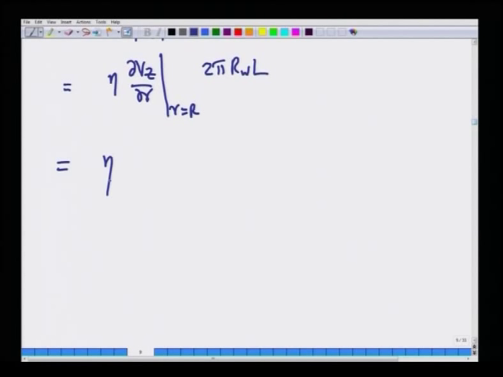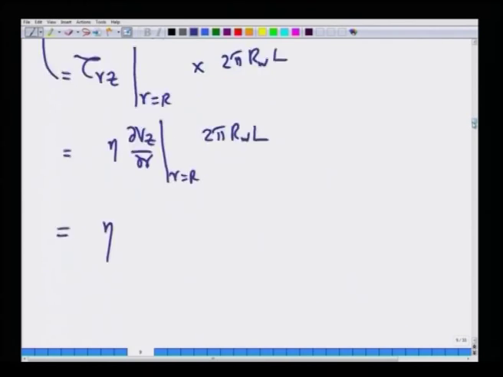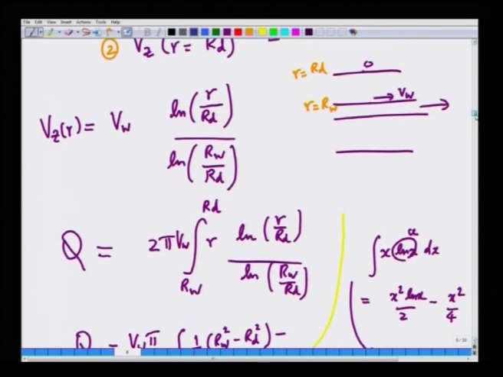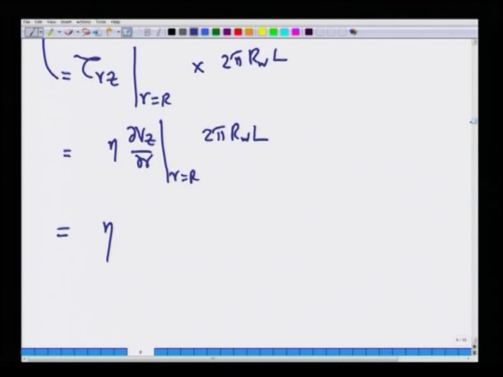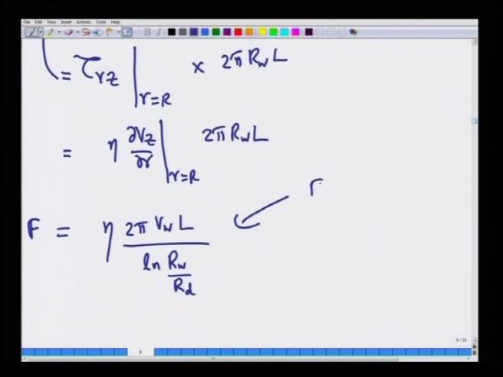So, this is nothing but eta times 2 pi. After doing this, if you recall, dv_z/dr is c_1 by r. So, using c_1 from this expression, the force is eta times 2 pi times v_w L divided by the logarithm r_w by r_d. So, this is the force exerted by the fluid on the wire.